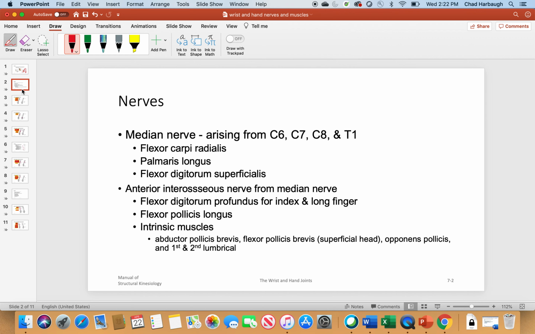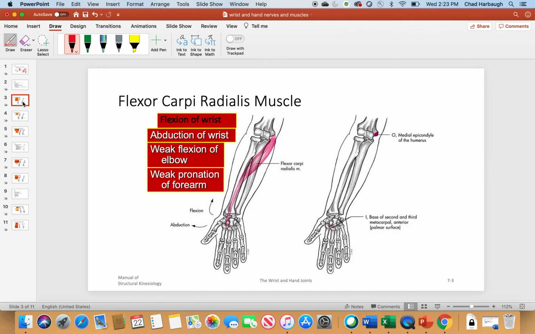So the first one we'll look at is the median nerve, and particularly what we're going to be looking at are the muscles that are associated with the median nerve innervation. So the first one that the median nerve is associated with in the wrist and the hand is going to be the flexor carpi radialis. So any flexor muscles, their origin is going to be on the medial side or the medial epicondyle of the humerus, and its insertion is going to be at the base of the second and third metacarpal on the anterior surface or the palmar side.